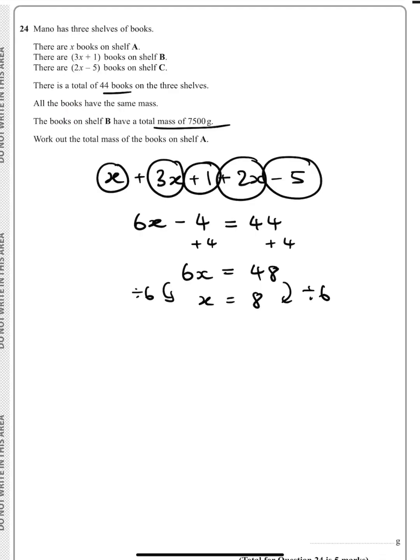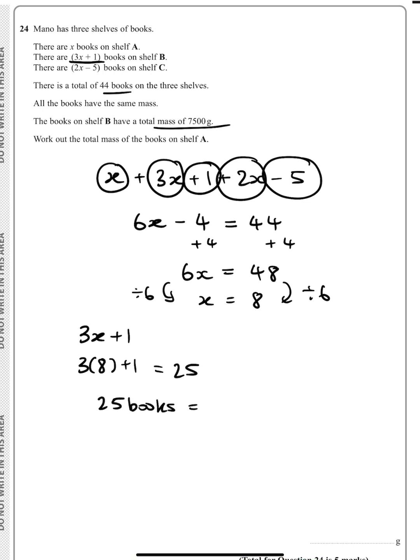So I'm going to use the information that the books on shelf B have a total mass of 7,500 by taking that expression of 3x plus 1 for the number of books on shelf B. And I'm now going to substitute 8 into that expression. So 3 times 8 plus 1. 3 times 8 is 24, plus 1 is 25. So there's actually 25 books on shelf B.